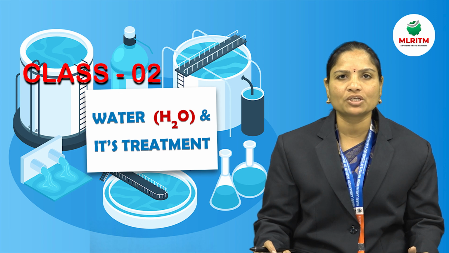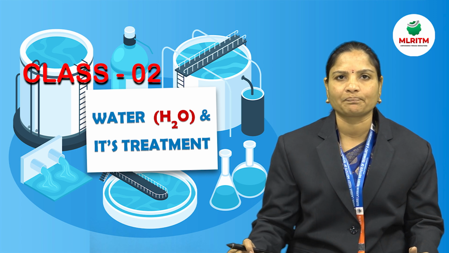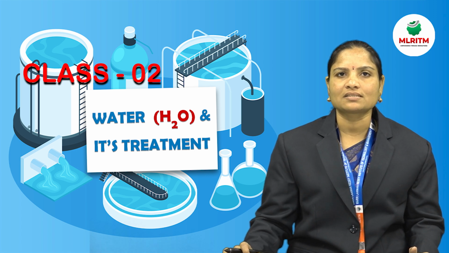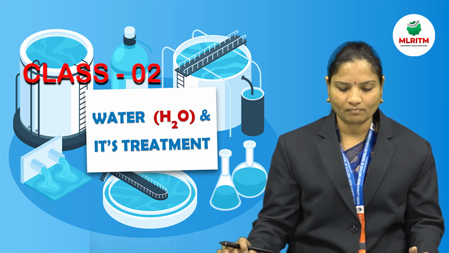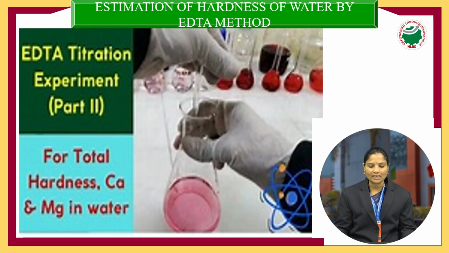Today I am going to discuss the EDTA method. This EDTA method is also known as the complexometric method. This is the second class of Water and its Treatments in Engineering Chemistry, Module 1: Estimation of hardness of water by EDTA method.